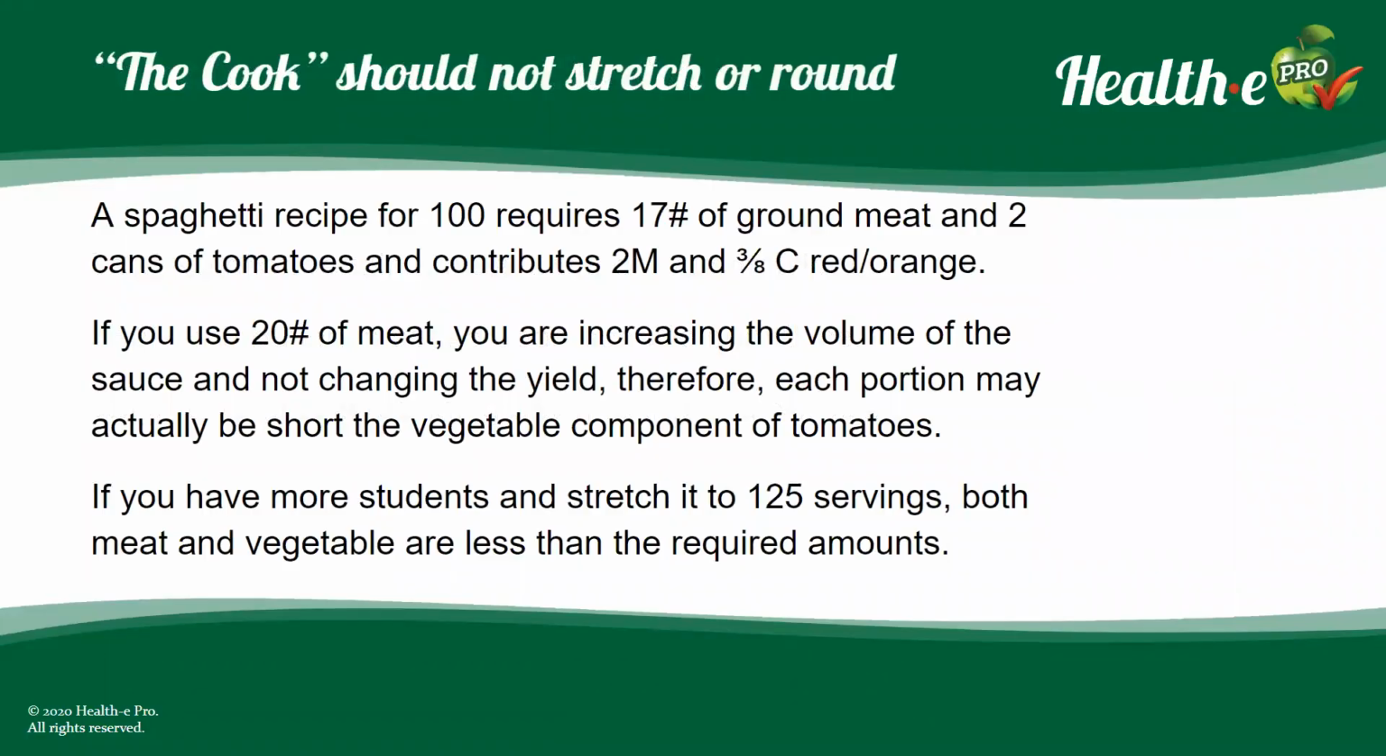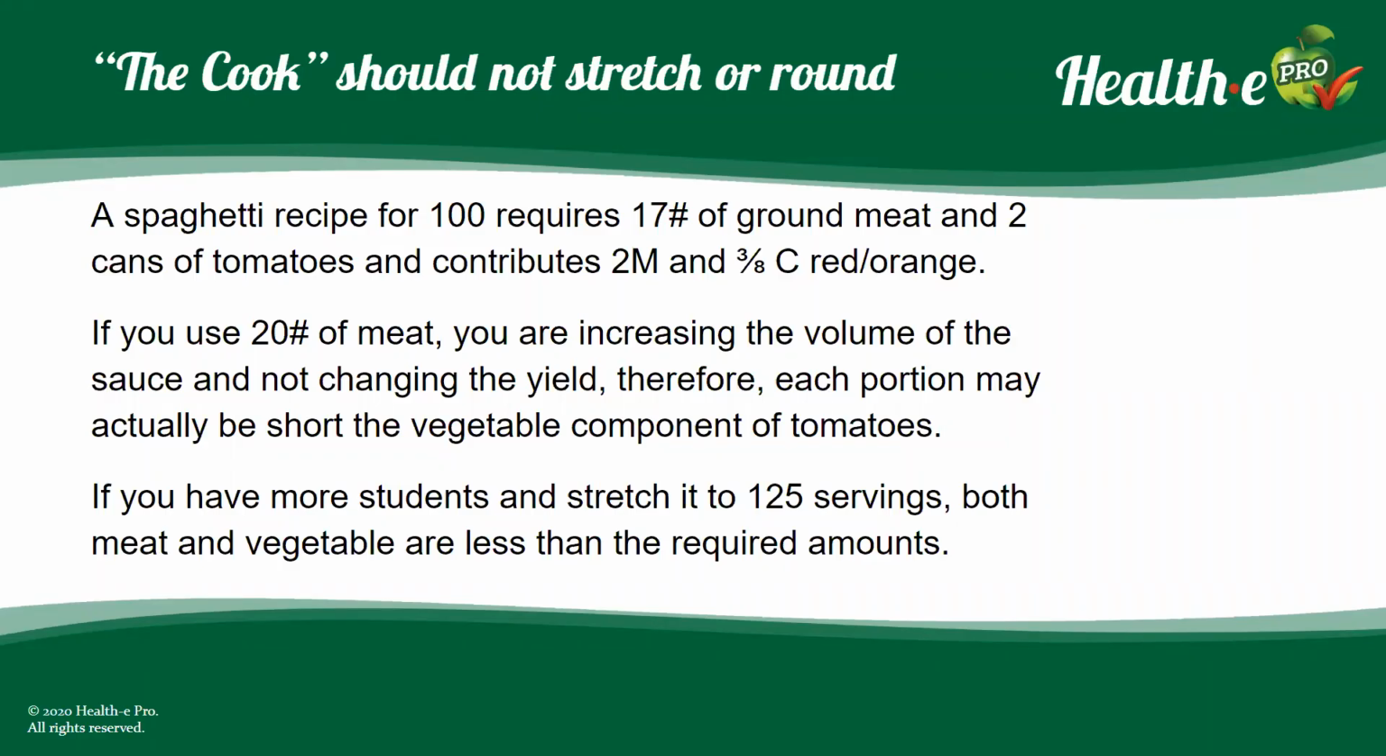In this example, a spaghetti recipe, we are rounding the meat up to 20 pounds to simplify the recipe for ourselves. That might actually make the portion non-compliant for the vegetable component. If your cook did not change the yield, then there is more volume of sauce, so the same scoop size contains more meat and less tomato sauce. Stretching the portion can also make the meal non-compliant.